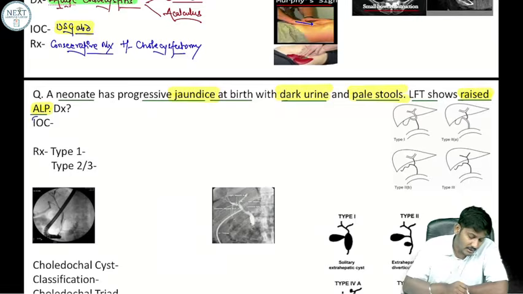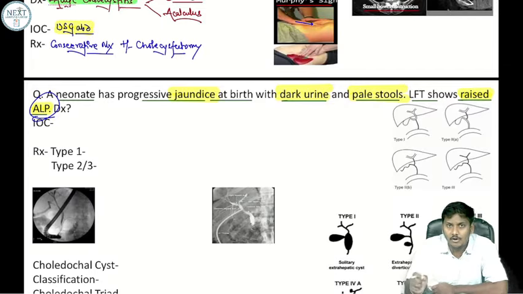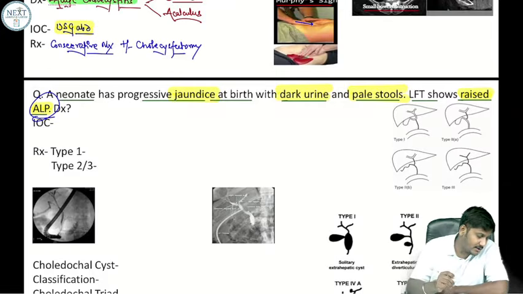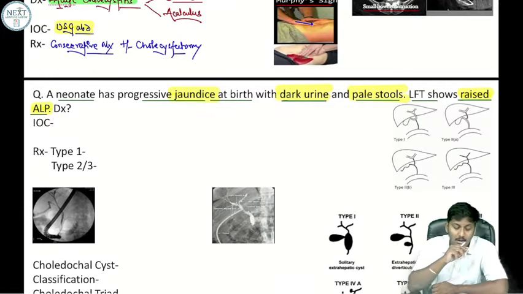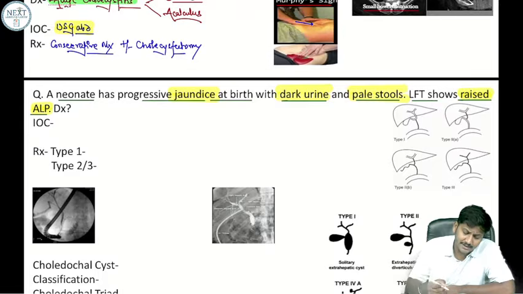We know, we have discussed in biochemistry also, ALP, that is alkaline phosphatase, is very much specific for a biliary tree or bile duct pathologies, beta. Right. ALT and AST are liver enzymes, but ALP is definitely suggestive of some bile duct pathologies, beta. That is important to remember. Clear? Now tell me, what is the problem in the child's bile duct that he has come to you with jaundice immediately at birth, basically, beta, and that too with raised ALP levels.